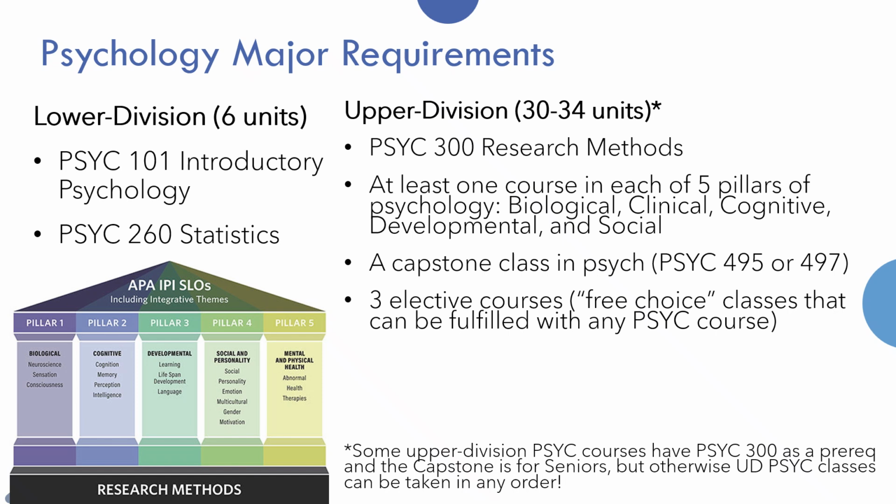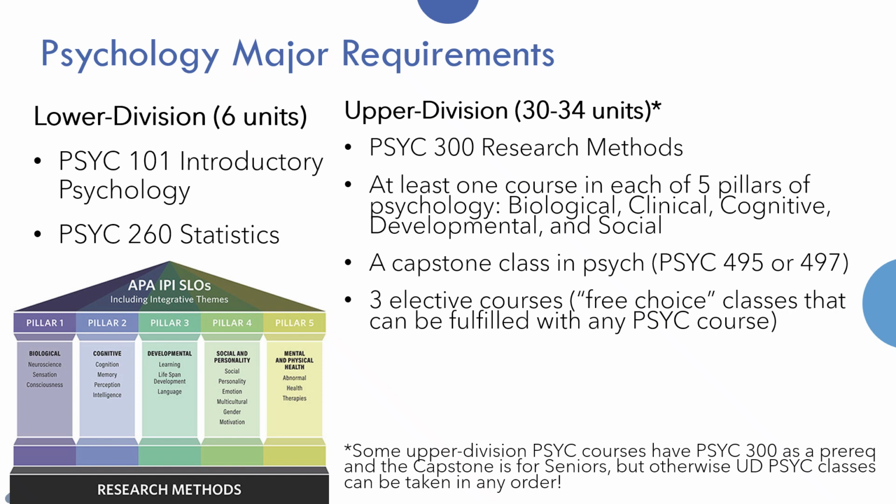All students also take a capstone class in psychology and have to fulfill 3 elective courses. This means 3 additional psychology courses that are free choice for the student in terms of what they're interested in. These courses make up the total of the psychology major at USD.